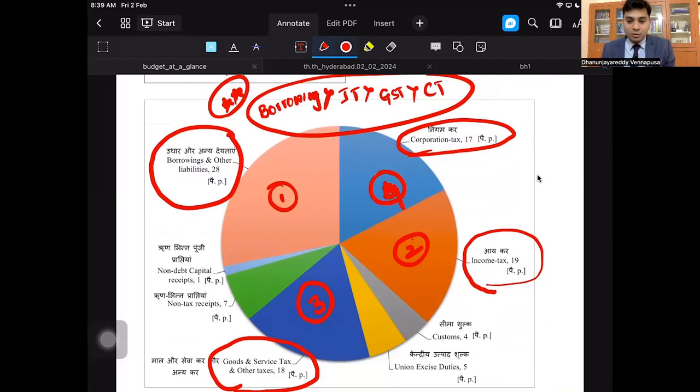Remember the first four. After that, you have non-tax receipts as fifth. So just remember the pie chart. The pie chart is important. This might be the question. They will ask you what are the major sources of government's revenue. Borrowings, around 30%, followed by income tax, followed by GST, followed by corporation tax, followed by non-tax receipts. So this is the first thing that you have to look at.